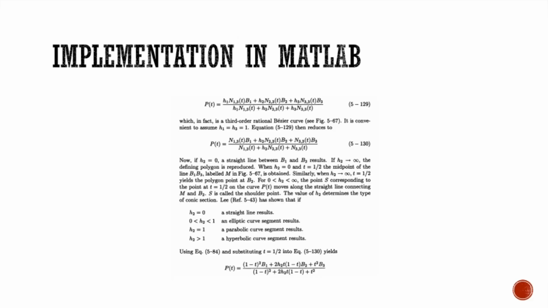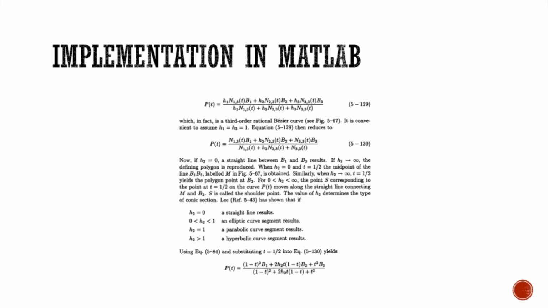With the assumption h1 equal to h2 equal to 1, the equation reduces to P of t equal to n of 1 comma 3 of t of b1 plus h2. Now if h2 equal to 0, a straight line between b1 and b2 results.